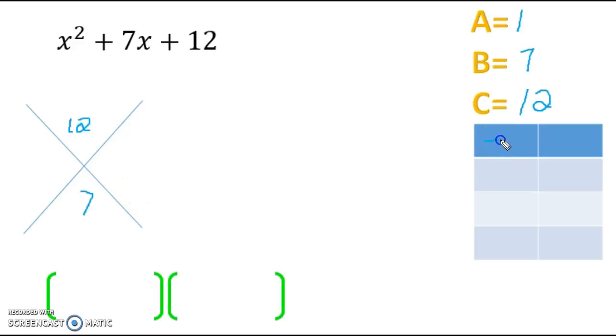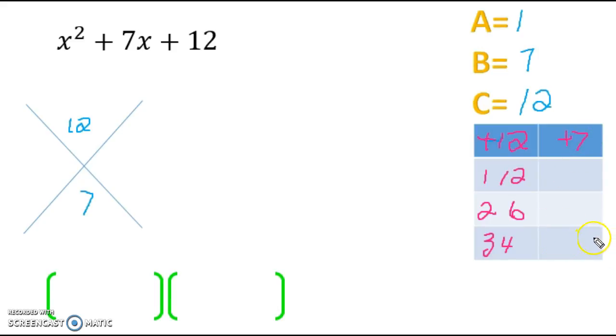So let's go over to our table. We need to find factors to give us a positive 12 and that add together to give us a positive 7. Since it's a positive 12, the factors have to both be positive or both be negative. Since we're adding them to get a positive 7, we know that these will both be positive. So let's find our factors of 12. 1 and 12, 2 and 6, 3 and 4.